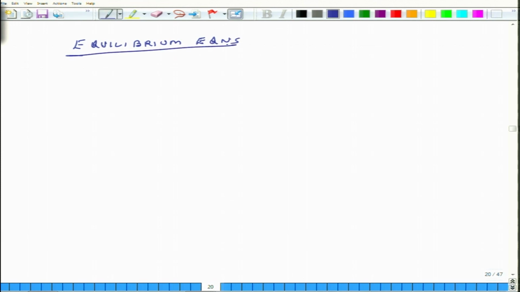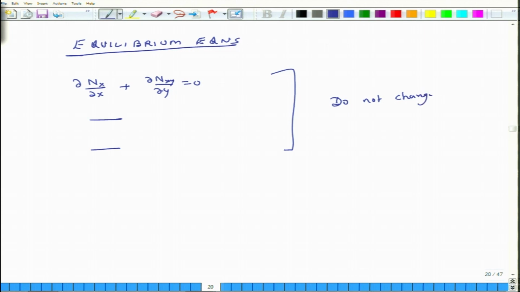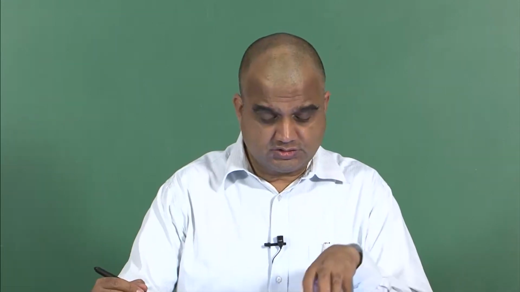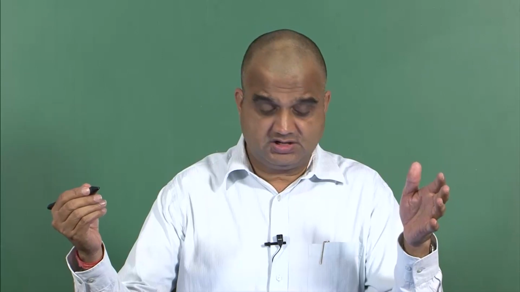And what we are talking about is, when we are talking about the equilibrium equations, the first equilibrium equation is del Nx over del x plus del Nxy over del y equals 0, and then we have the second equation and third equation. When we are talking about these equilibrium equations, these do not change, because what these equations imply is summation of forces in the x direction is 0, in the y direction is 0, in the z direction is 0, and summation of moments around y axis, x axis, and z axis is 0. So, these three equations reflect these different equilibrium conditions.